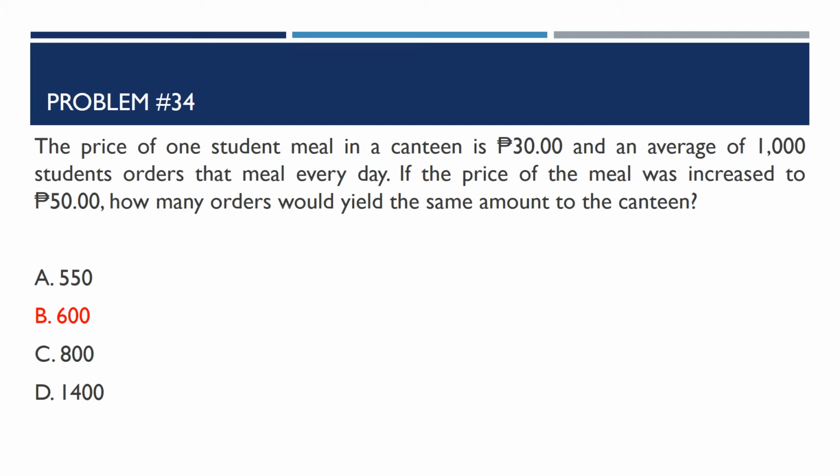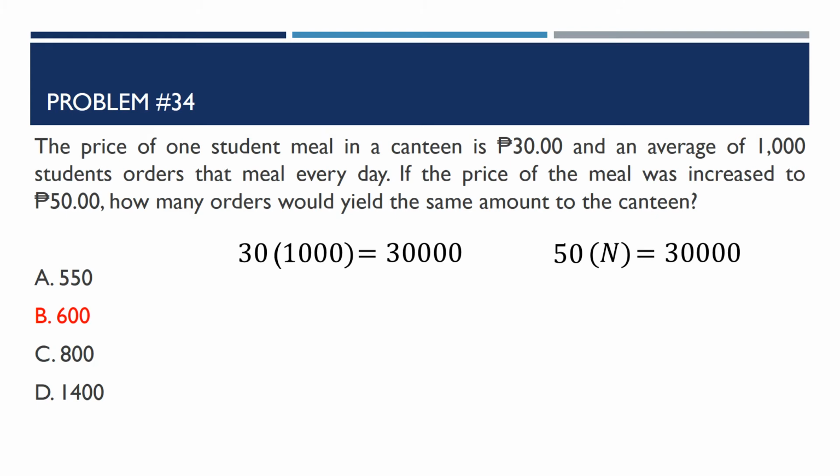Now let's analyze the problem. It is given that it's 30 pesos per meal and there are 1,000 students ordering this meal. So that's a total of 30,000 pesos as a profit. Now it increased to 50 pesos. And we want to know how many students order that meal so that it will be the same amount that they will receive. So it's still 30,000 pesos.